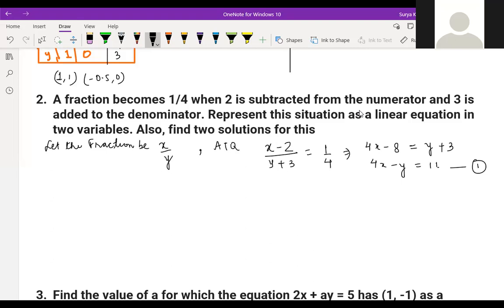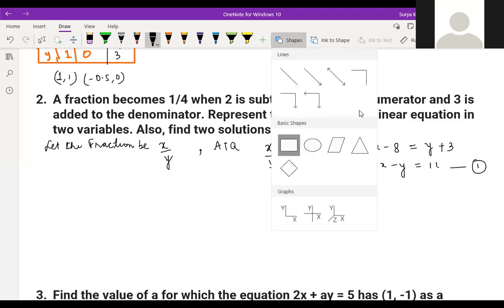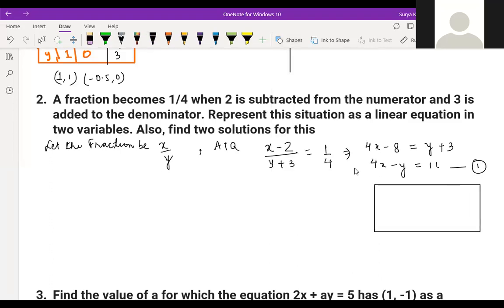Now you have to make the graph. Which answers are coming? Just tell me. The x and y values, if you know them, then only you can make the graph, right? So you have to make the graph now.